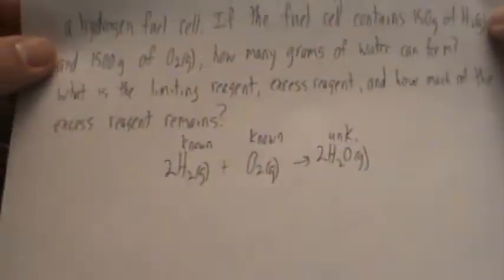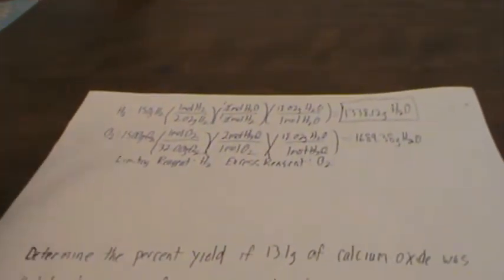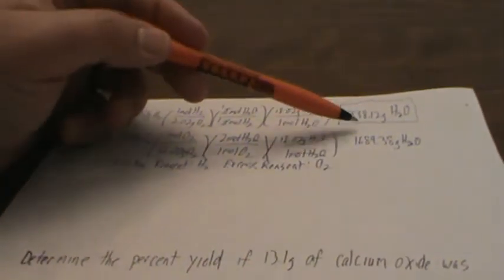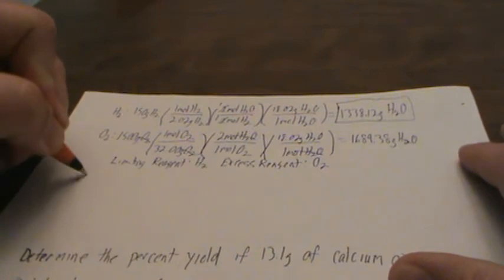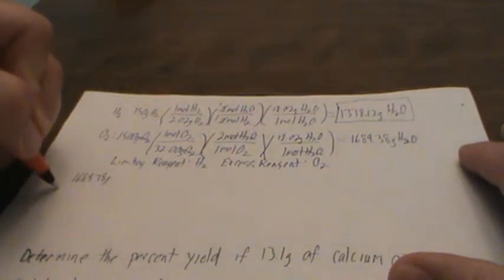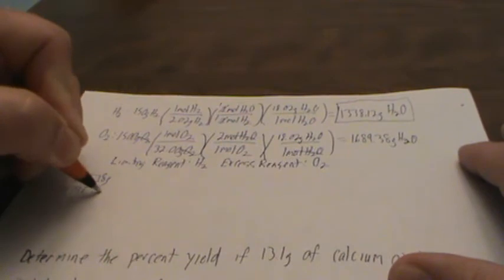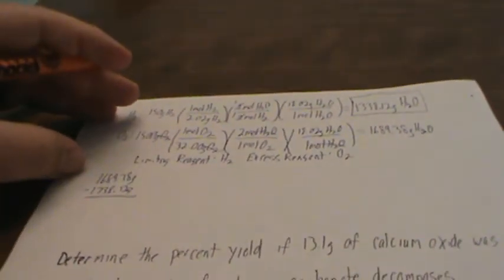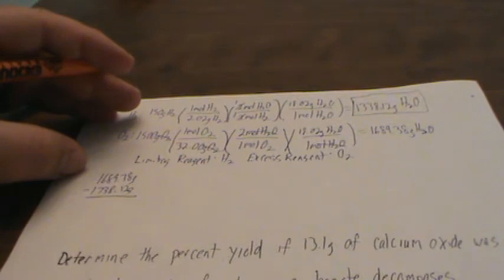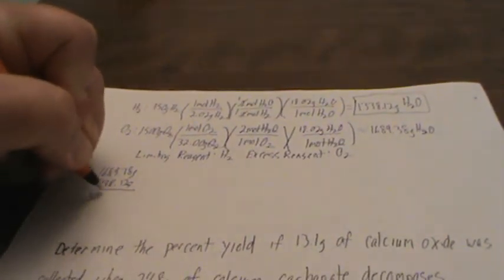Now the last question, how much of the excess remains? How are we going to figure this out? Well, the way that we're going to do this is we're going to take the difference between our two answers that we came up with. So let's go ahead and take 1689.38 grams and subtract 1338.12 grams from it, coming up with 351.26 grams.